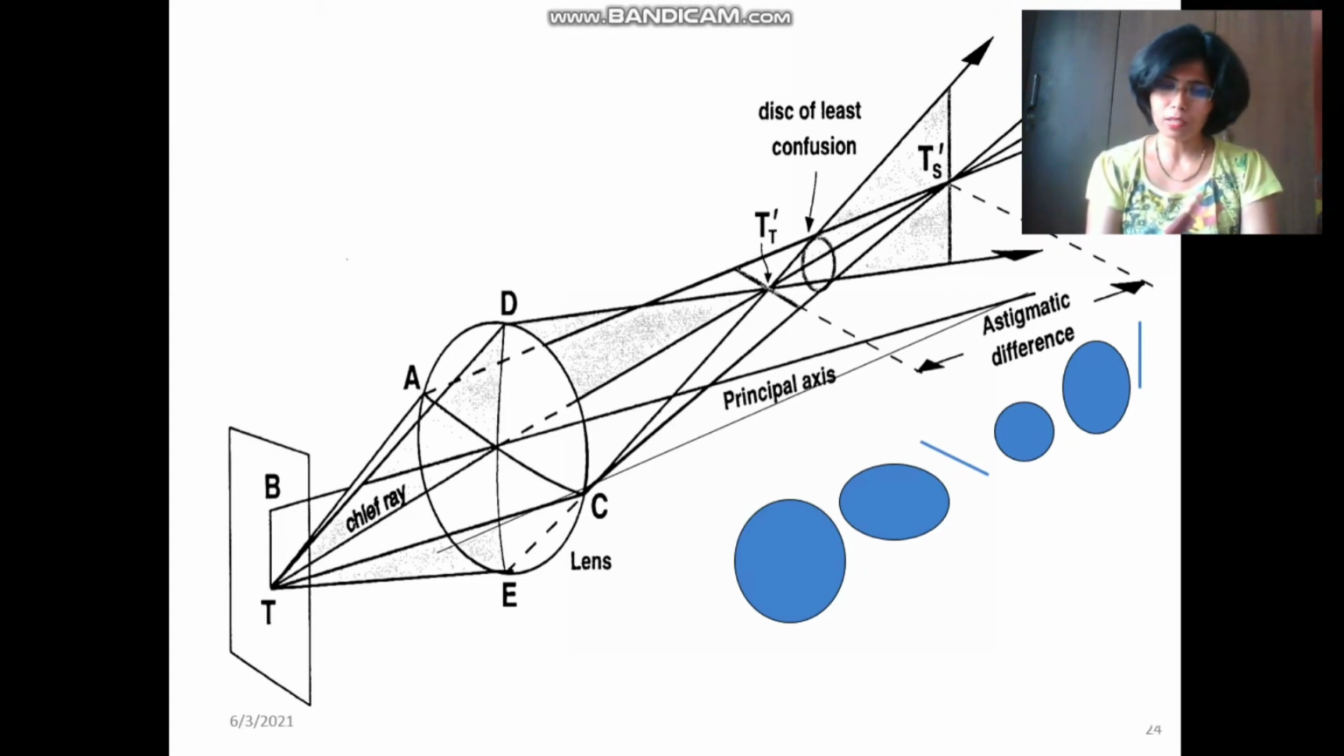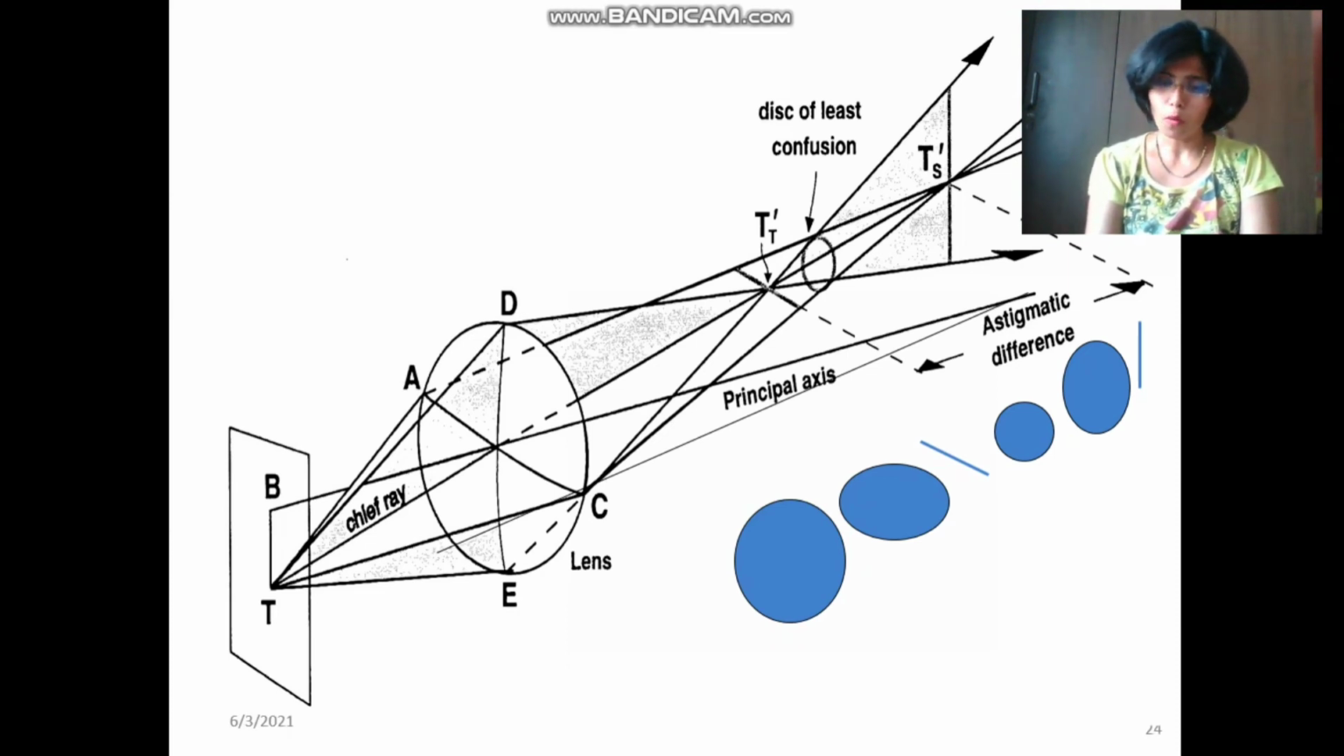Now the plane passing through the point O and the principal axis is called the tangential plane, and the plane perpendicular to the tangential plane and passing through the principal axis is called the sagittal plane. In this figure, rays OA and OD are in the tangential plane. Similarly, the rays OB and OC are in another tangential plane. The rays OA and OD after refraction through the lens meet at the point P. Similarly, the rays OB and OC after refraction through the lens meet at point P dash.